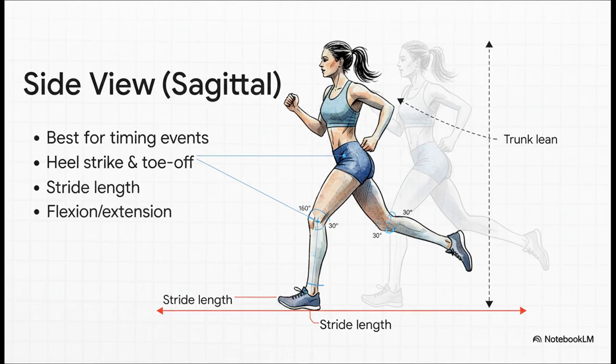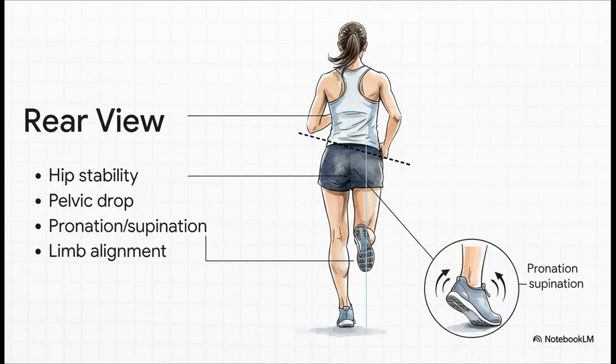Then we've got the side view. This one looks at the sagittal plane, and honestly, it's the gold standard for anything related to timing and kinematics. It is by far the best way to clearly see key events like heel strike and toe off. From this angle, you can see all those flexion and extension angles, hip, knee, ankle, plus you get a great look at things like stride length and trunk lean. It's essential.